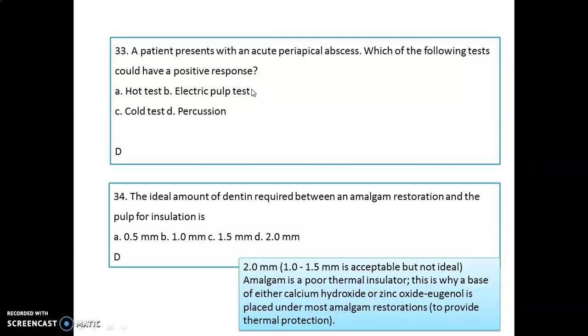Now aspirant, imagine a patient is there with an acute periapical abscess. Which of the following tests could have a positive response? That is your percussion. What is the ideal amount of dentin required between an amalgam restoration and the pulp for insulation? The answer is 2 mm. Remember, for other materials you can write 1 to 1.5 mm, but amalgam is a very poor thermal insulator. That is why a base of either calcium hydroxide or zinc oxide eugenol is placed under an amalgam restoration to provide thermal protection to the pulp.